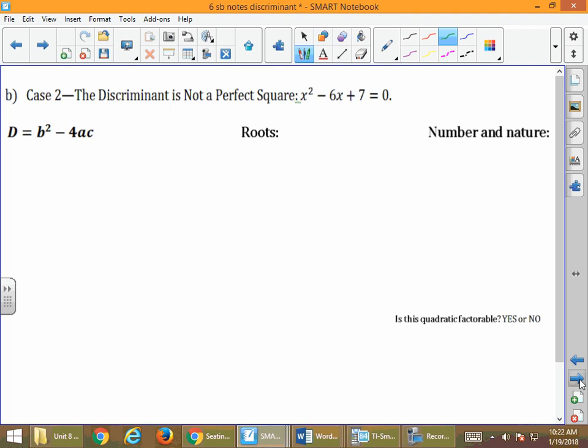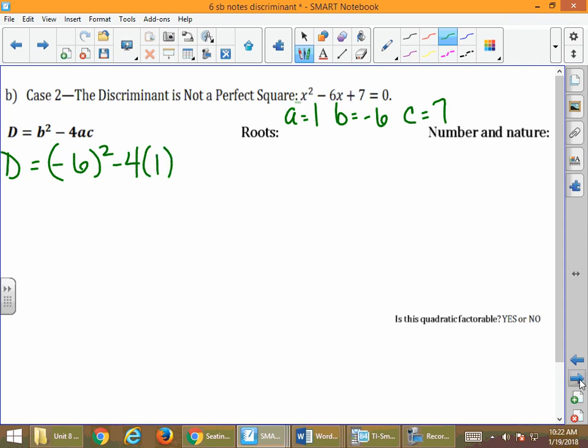Our second case is when the discriminant, b squared minus 4ac, that's the discriminant, is not a perfect square. And luckily our equation is already set equal to 0, and we can identify that a is 1, b is -6, and c is 7. We fill in the quadratic formula, we fill in the discriminant. We get our discriminant equals -6 squared minus 4 times 1 times 7.